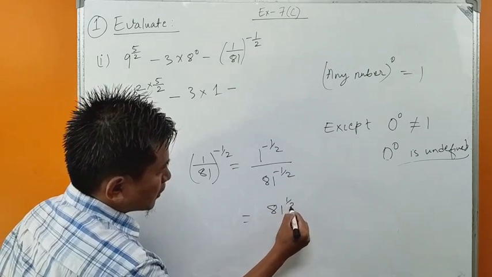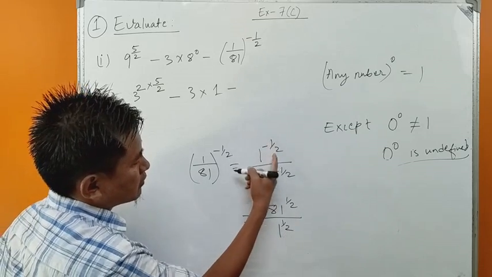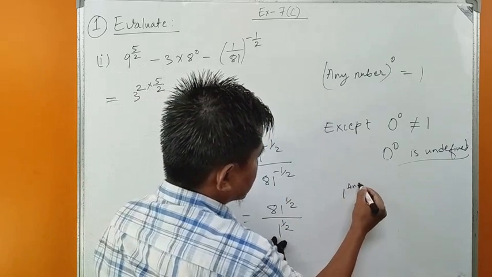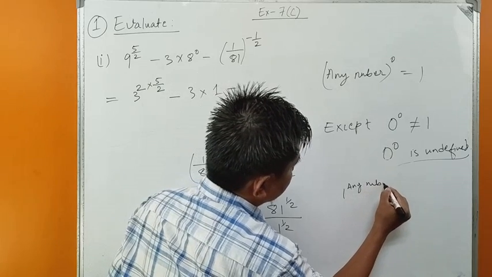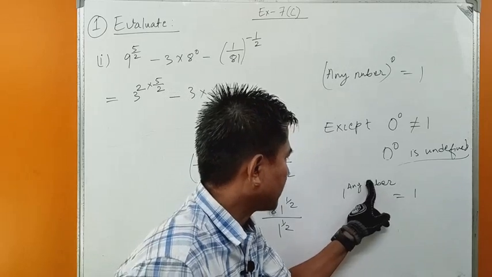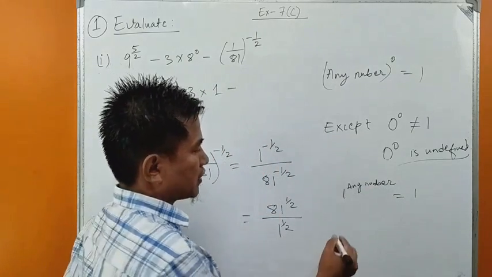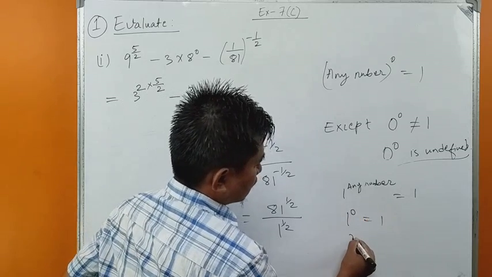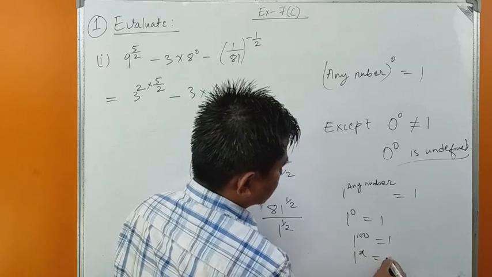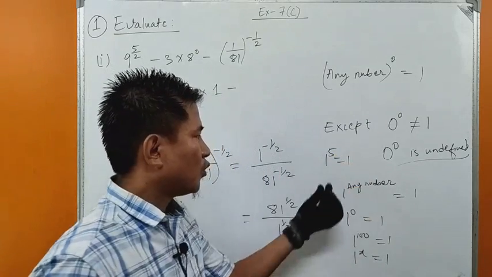81 to the power 1 by 2 upon 1 to the power 1 by 2. Minus 1 by 2 becomes plus 1 by 2. So 1 to the power any number, please remember this, equals 1. 1 to the power 0 is 1, 1 to the power x is 1, 1 to the power 100 is 1, 1 to the power 5 is 1. 1 to the power any number is always 1.